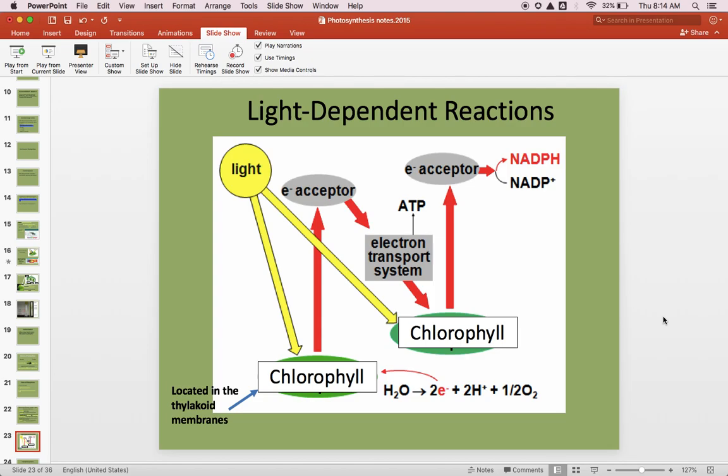Here's the picture form of what I just told you. Light energy comes in, it hits the chlorophyll. So when I turned the lights on, you guys turned your electrons around to make them excited.